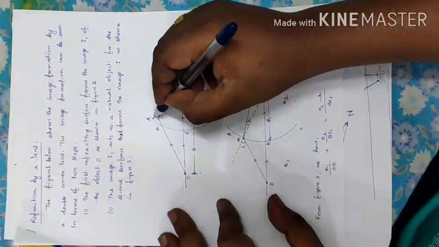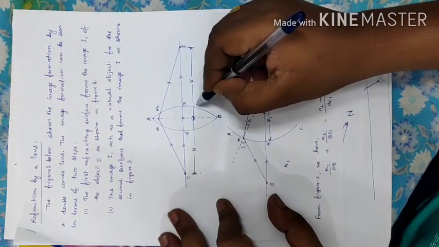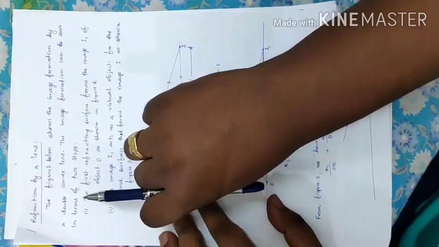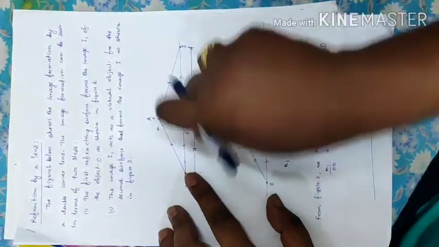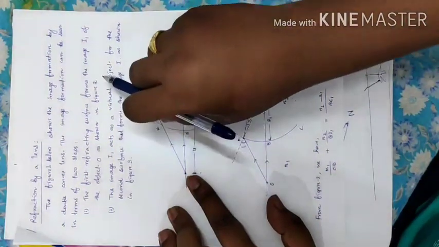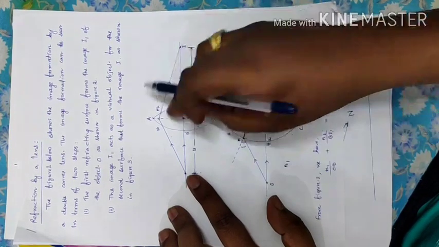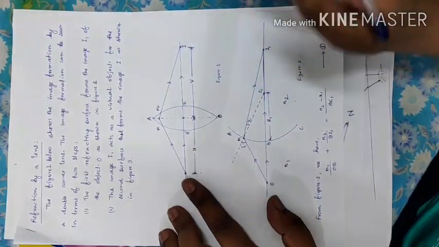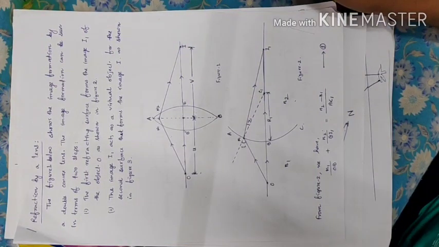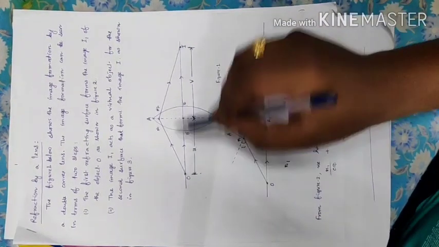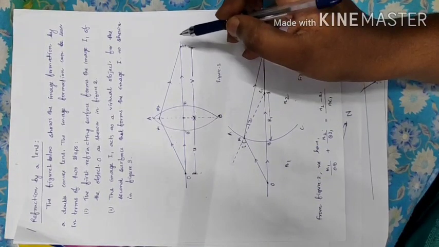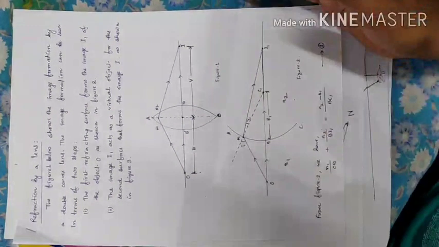And always remember, this is a part of a circle. So central, this is also a part of a circle. So for this surface, the radius of curvature will be this, and for this surface, the radius of curvature will be on this side. The object to the image formation is divided into two parts.